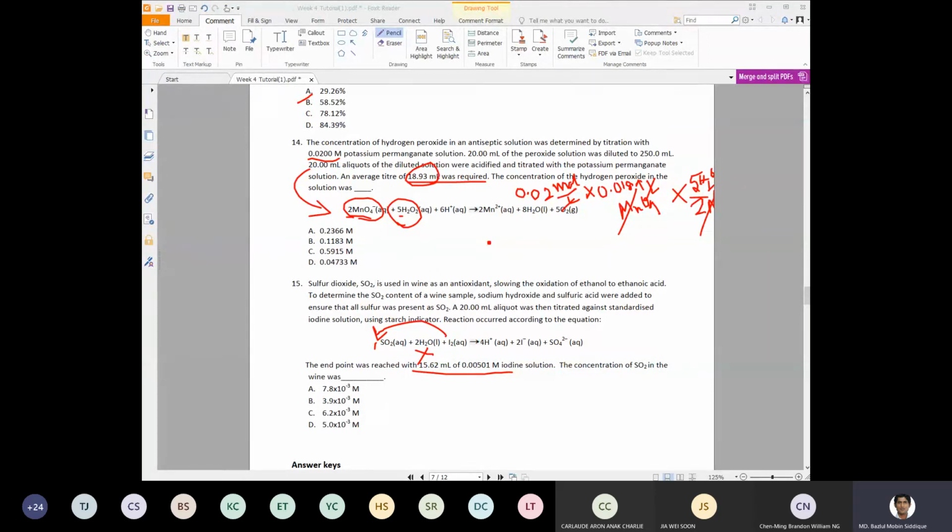Question 14, the volume of average titer is equal to the volume of permanganate. It should be the average titer, because no other reading is given. So just consider this is the average one, all right?